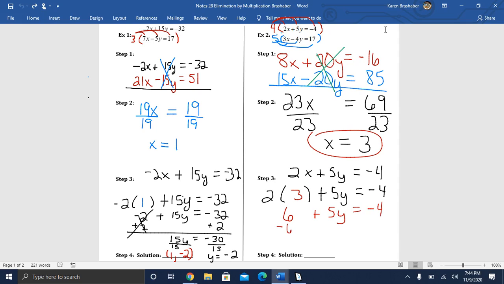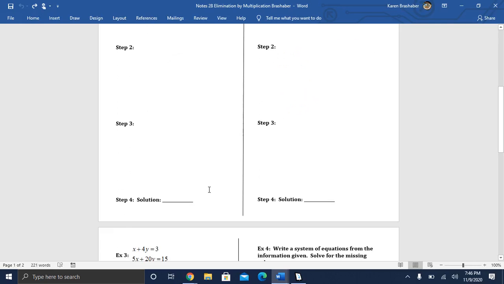I can subtract 6 from both sides of the equal sign. So this will cancel. That will give me 5y equals, and negative 4 and negative 6 combine to give me negative 10. And then finally dividing by 5, I get y equals negative 2. And so my ordered pair solution is, with the x first, 3, and the y, negative 2.